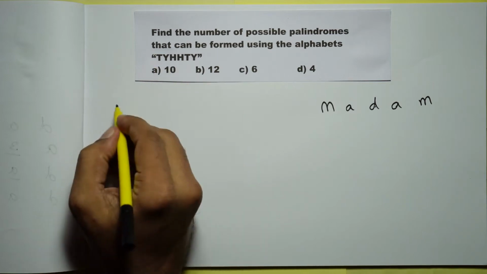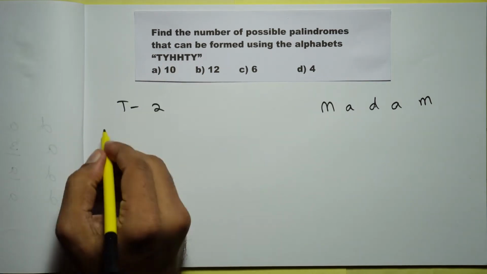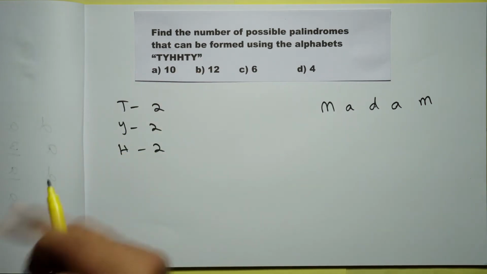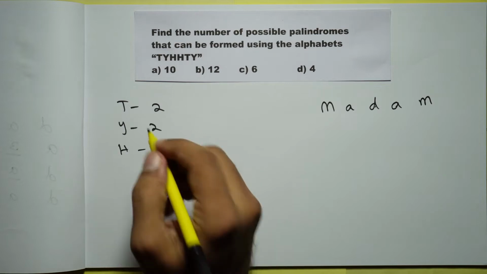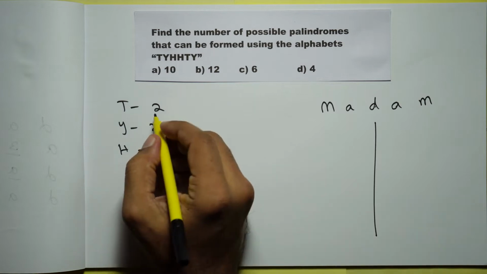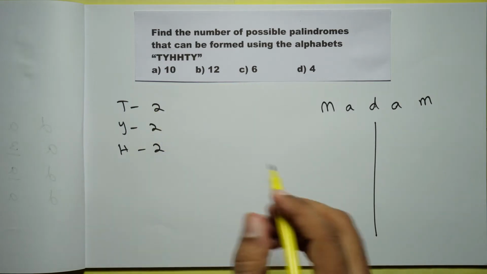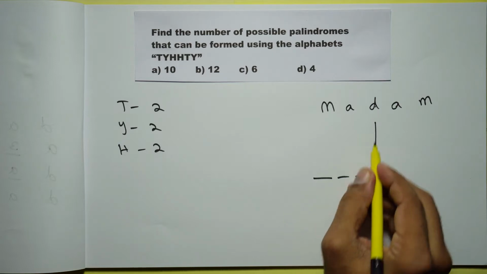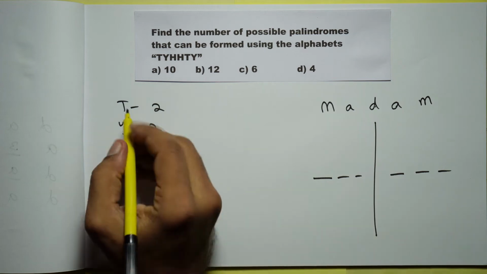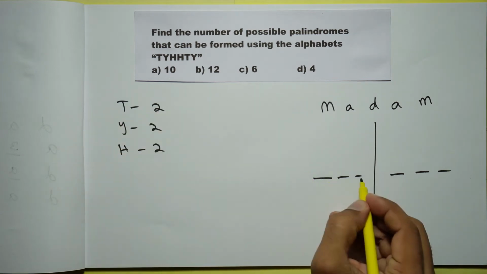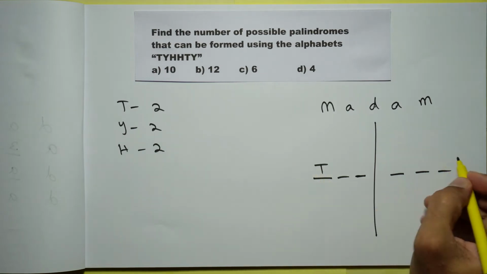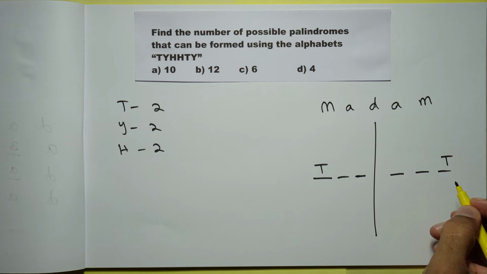Now here two T's are there, two Y's are there, and two H's are there. And how many palindromes are possible? Now when you form a palindrome, there will be a middle line, and altogether 6 alphabets are there. Now there will be 3 alphabets on this side of the line and 3 alphabets on the other side of the line. Now 2 T's are there. So one T has to be on this side of the line. So I can place one T here. Then compulsorily the other T should be placed here.